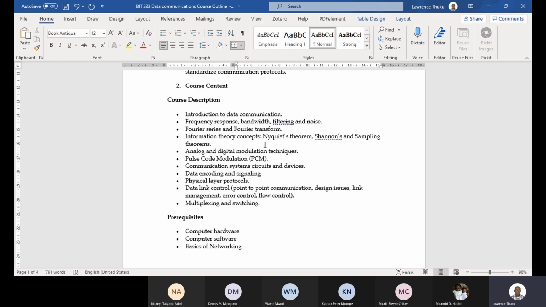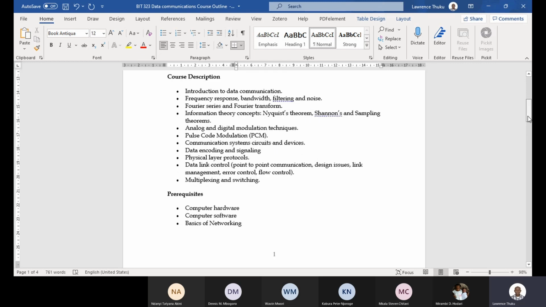And of course, look at data encoding and signaling, physical layer protocols, which involve aspects of networking, the data link control, and of course, multiplexing and switching. Now, all these are some of the major things that you're also going to focus on in this class.